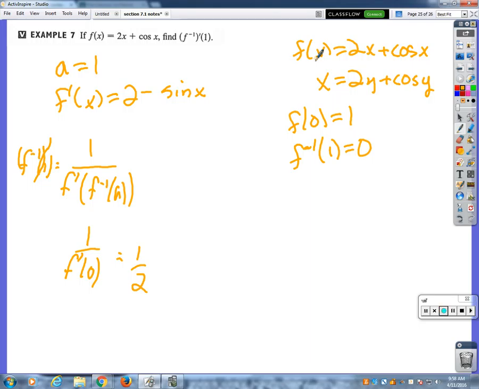So we figured out a is 1 because that's the point they asked us about, right? We figured out what the derivative of the original function was because we needed that for this step here. And then we did this little game where we figured out what value we could plug in to get 1 as an answer. So I took this and plugged it into here. That's the answer to the innermost part. And then I plugged that into the derivative, and then 1 over that is my answer. Okay?